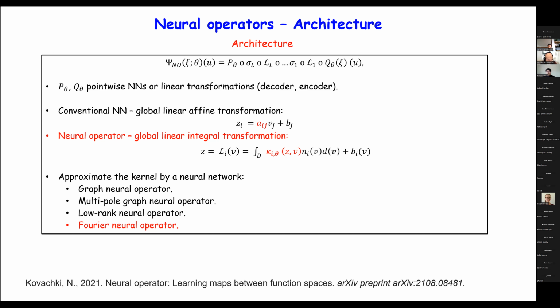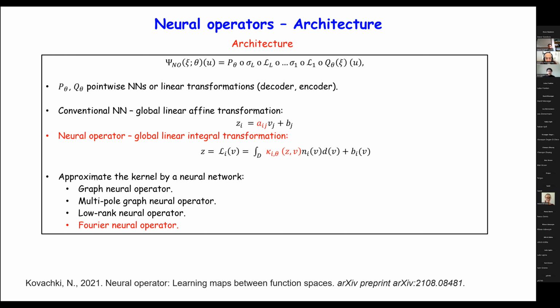And once we have this, then we're going to compose this with the local nonlinearity, and then we're going to construct our neural operator approximation scheme by composing this global linear integral transformation with nonlinearity as a layer, and then we're going to compose it again and again to make it deeper. So that's the idea of neural operators.